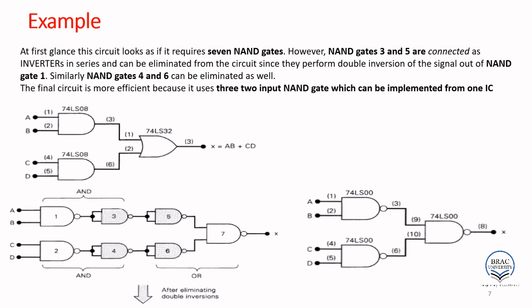So instead of using two AND gates and an OR gate, we can implement it using only NAND gates. So we can implement it using one IC. This is the simplified version of the previous one.